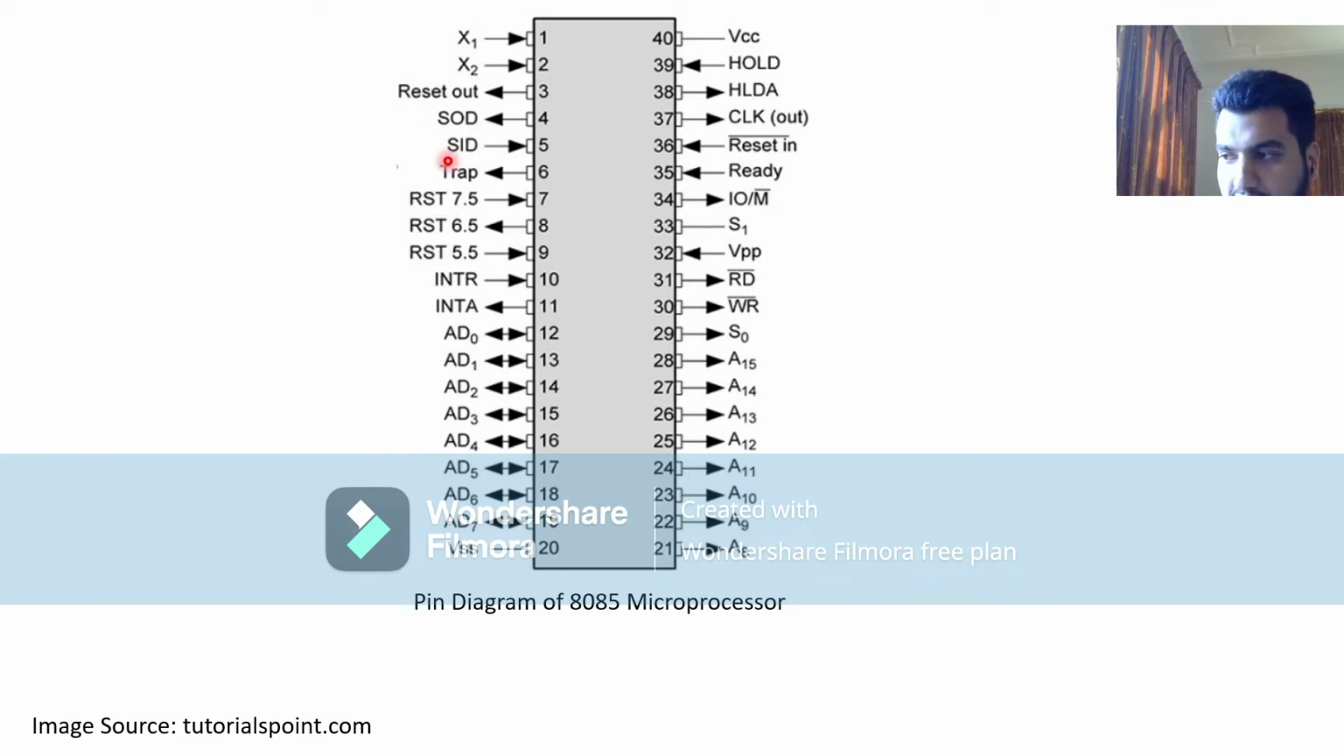SOD is set and reset as per the SIM instruction, and SID is the serial input data line on which the data on this line is loaded into the accumulator whenever the RIM instruction is executed. I have taken this picture from the source, and this was just a brief introduction to the pin diagram of microprocessor 8085. This pin diagram and architecture are really important when you are dealing with the 8085.